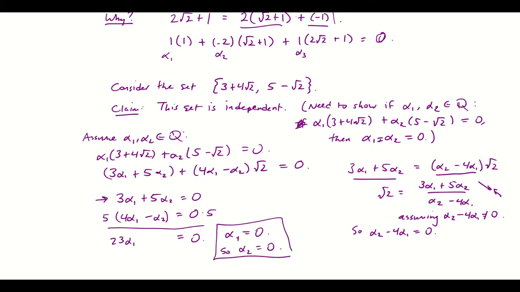All right, so what did I just show? I showed that if I have some linear combination of 3 plus 4 root 2 and 5 minus root 2 equals 0, the only way that occurs is if the two coefficients, the two scalars, are 0. That means that this set is independent, since only the trivial linear combination gives the 0 vector. All right, so that's an example of an independent set.